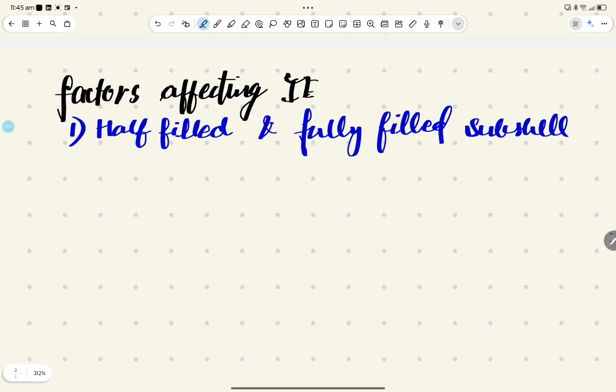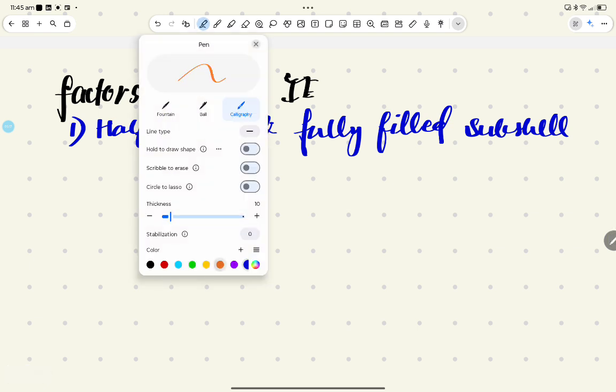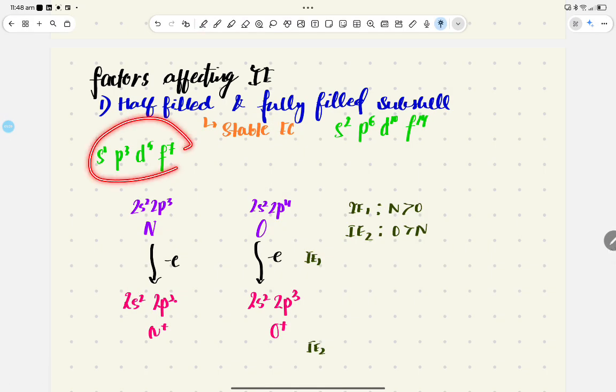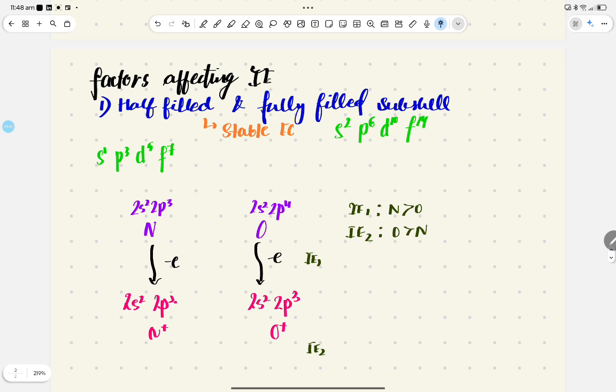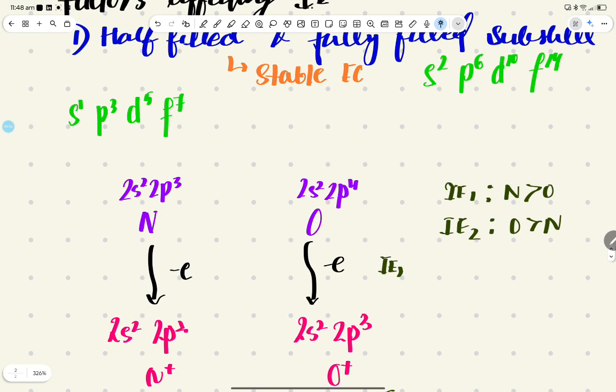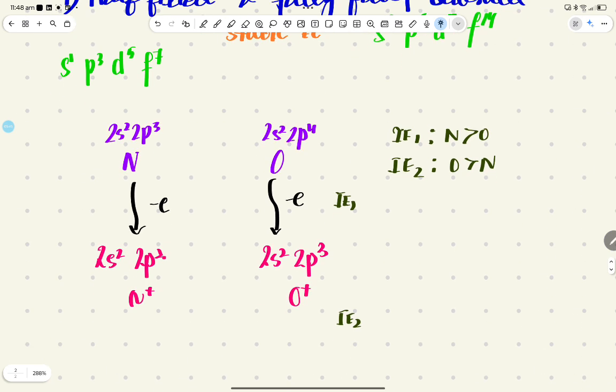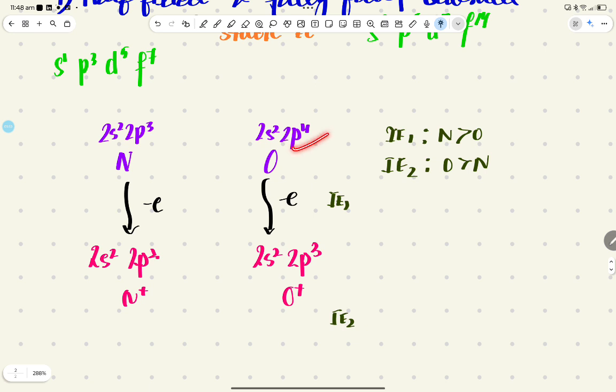Now let's understand the factors affecting ionization energy: half-filled and fully filled subshells. These are stable electronic configurations. Let me give you an example. If you see these kinds of subshells anywhere that are half filled, these are half-filled configurations, which are stable, and likewise fully filled configurations. For example, here are nitrogen and oxygen. I have written the configuration for the last shell: 2s2, 2p3 for nitrogen and 2s2, 2p4 for oxygen.